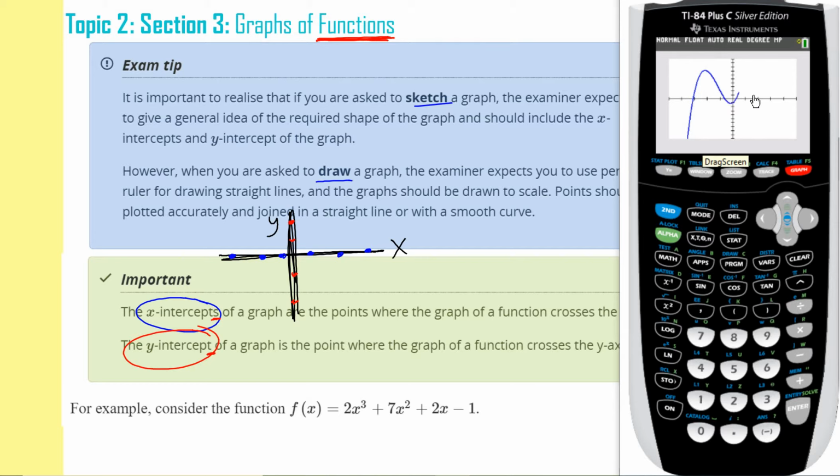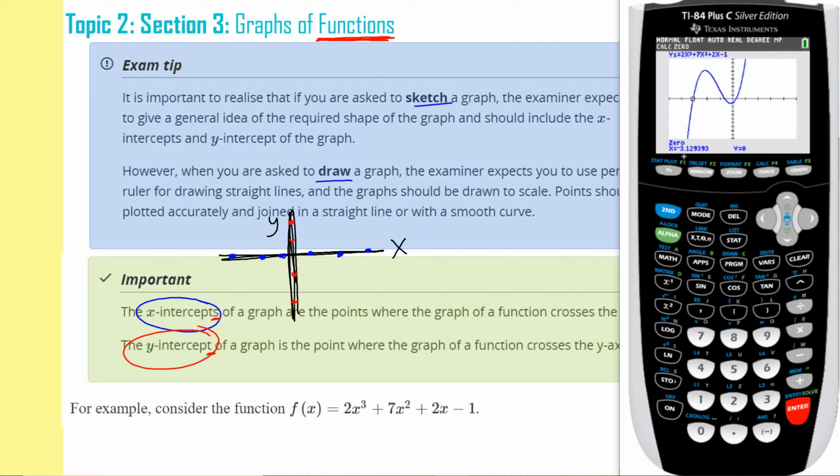So now I can start to see my x and y intercepts a little bit clearer. If I want to use my trace function, do second trace, and we can do our zeros, and that's going to be our x-intercepts. So we're going to do our left bound. I'm going to go all the way over. There we go. I'm going to go left here because that's my first x-intercept, so hit enter. Then go to the right side, and then I'm going to guess it. And then I've got my 0 here.